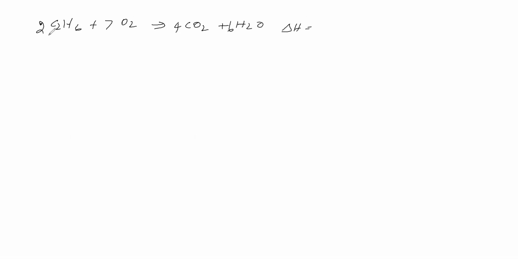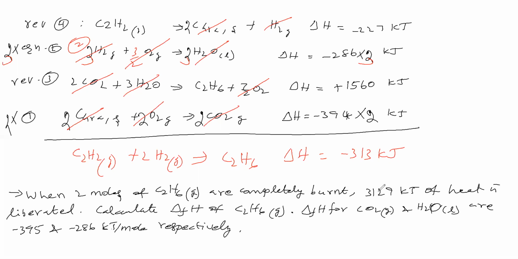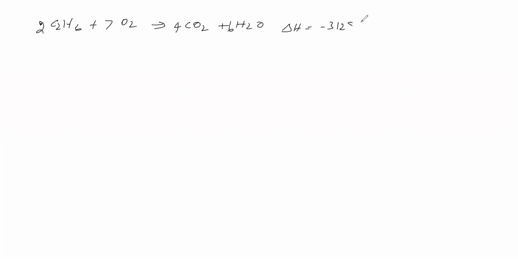So here 2 moles of ethane is burning. So how much heat is liberated? 3129. So we will take minus 3129 kilojoule. Okay. So here why we have taken 2 moles of ethane: they said 3129 kilojoule of heat is liberated when 2 moles of ethane undergoes combustion. Therefore only we have taken 2 here. Therefore, this delta H is not enthalpy of combustion. If you divide this by 2, then only we will get enthalpy of combustion.